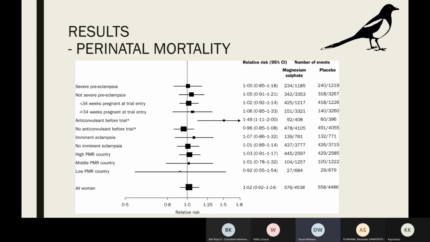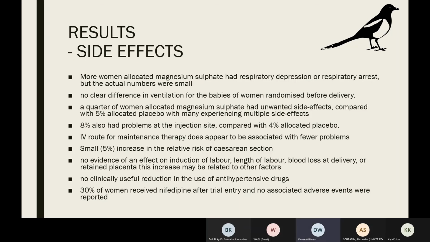And then this is the forest plot for that perinatal mortality. As you can see, it's fairly hovering around a relative risk of 1. They're all pretty much crossing, except for the anticonvulsant therapy prior to trial. So they had so many outcomes that it takes a while to get through all the results.